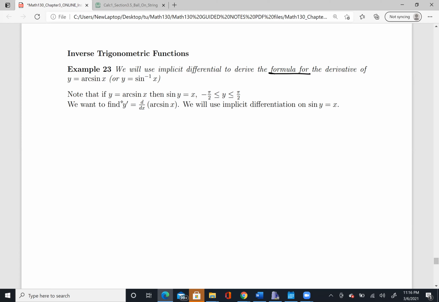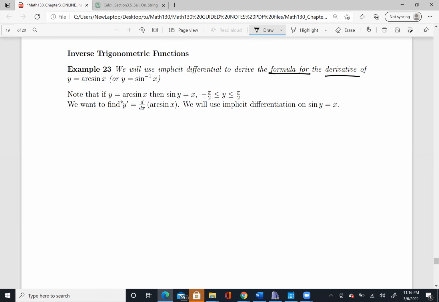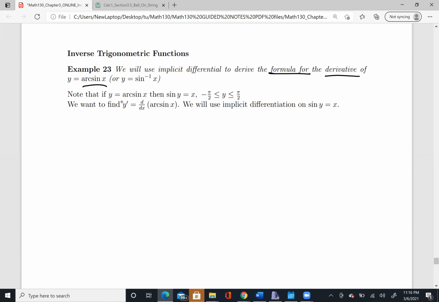Okay, because why? We haven't had any formula to find the derivative of the arcsine function, like arcsine of x, right? Or y equal to sine inverse x. You've never seen a derivative of this function. So we try to figure out how we can take the derivative of this.